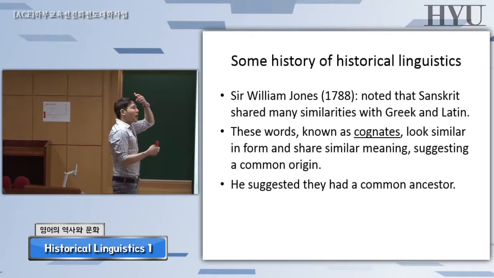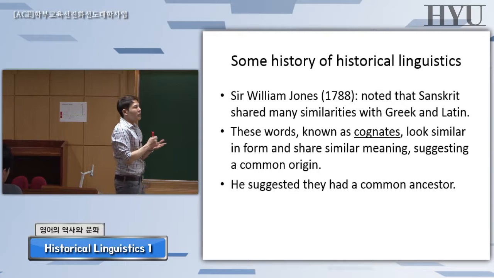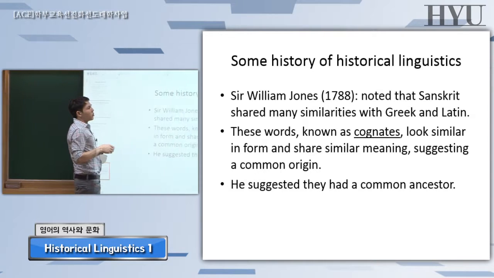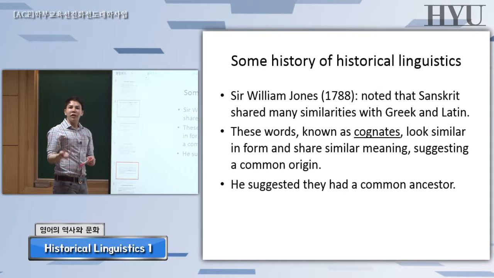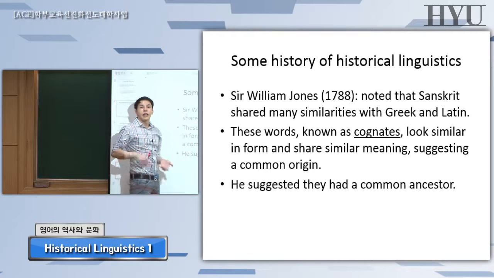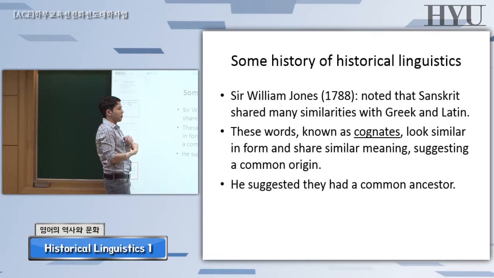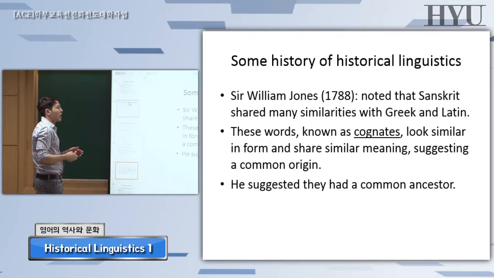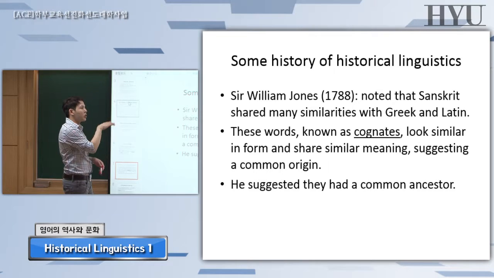Now, before we take a break, let's look at some history of historical linguistics. Historical linguistics is the start, or the origin, of modern linguistics. Because in the 18th century, 1788, Sir William Jones, a British philologist, a person who studied languages, noted that Sanskrit shared many similarities with Greek and Latin. That's the start of modern linguistics, right?